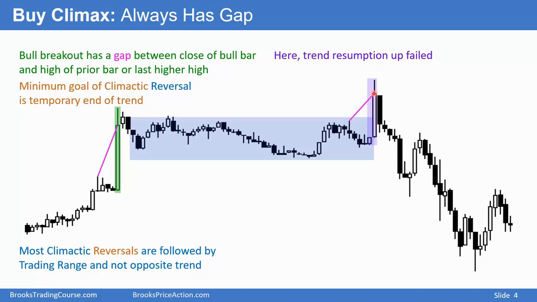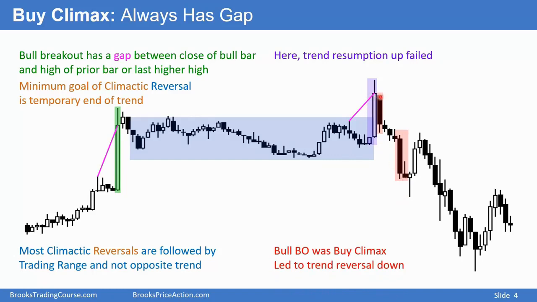A big breakout, big bull trend bar, so therefore a breakout, and a climax. We have a gap, the close of this bar and the high of that bar, and it closed on the very next bar. So this became an exhaustion gap. This closed to that high. And not only did it end the bull trend, it led to a reversal.